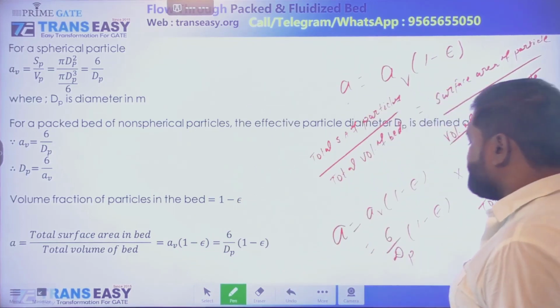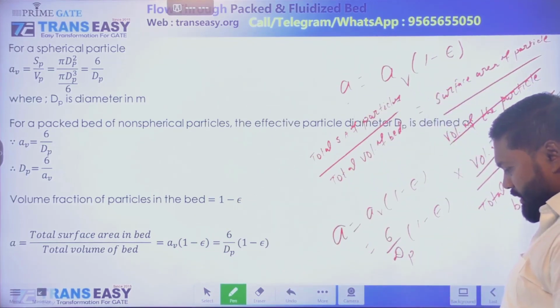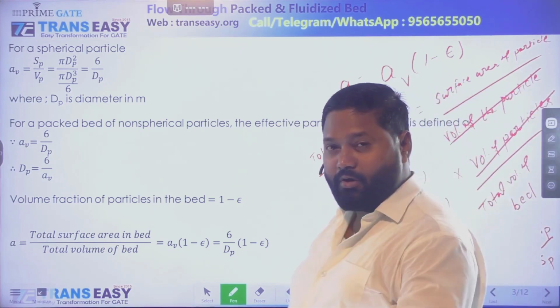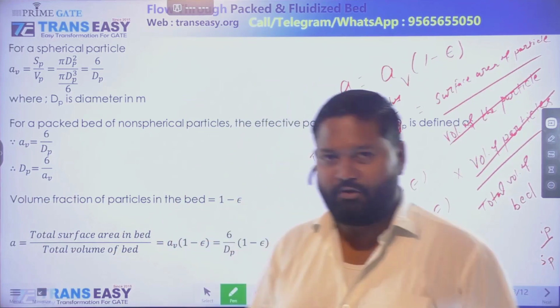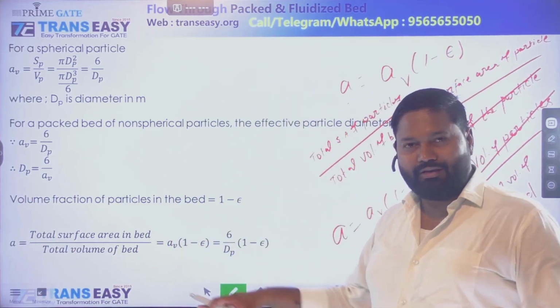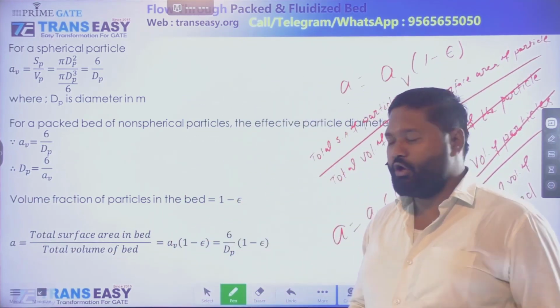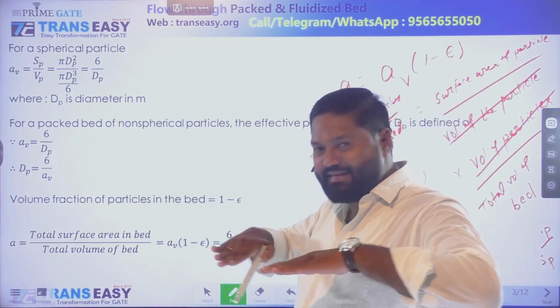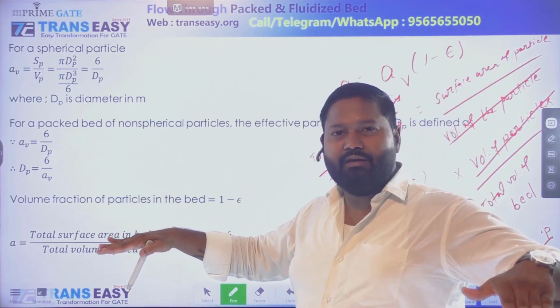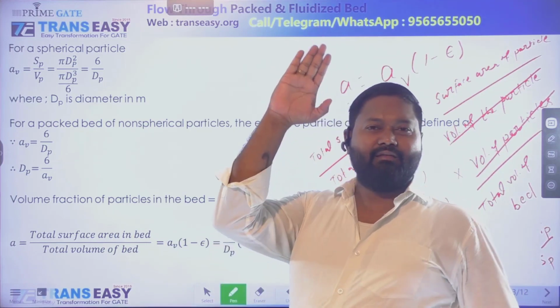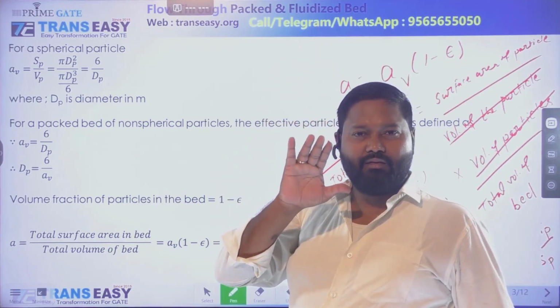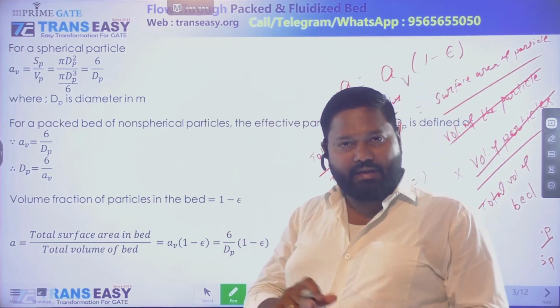So this is A, total surface area of the particles upon total volume of the bed. पूरे इंटायर वॉल्यूम में कितना टोटल सरफेस एरिया क्रिएट हुआ? So total surface area is equal to A times the total volume of the bed. Total surface area created in the entire bed over which fluid is flowing, right? So क्या हो जाएगा? A times total volume of the bed.